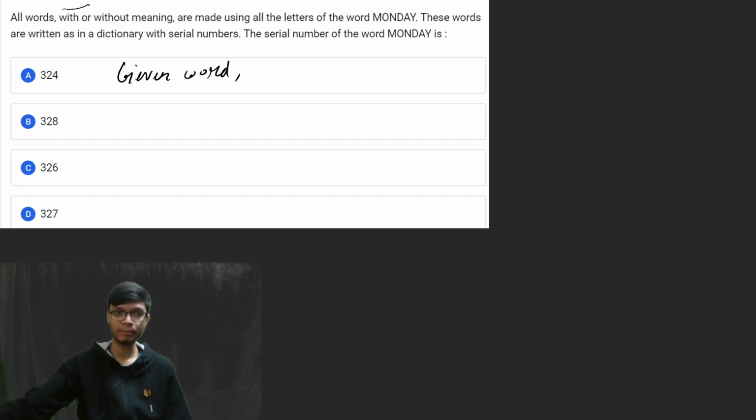Okay, so here is a very important thing: in a dictionary you will find only words with a given meaning, but in mathematics, when we permute, we have to form all the words that are possible, with or without meaning. So it is not an actual dictionary rank, but if you arrange these words alphabetically, you will get some kind of serial number, and that's what we are basically to find.